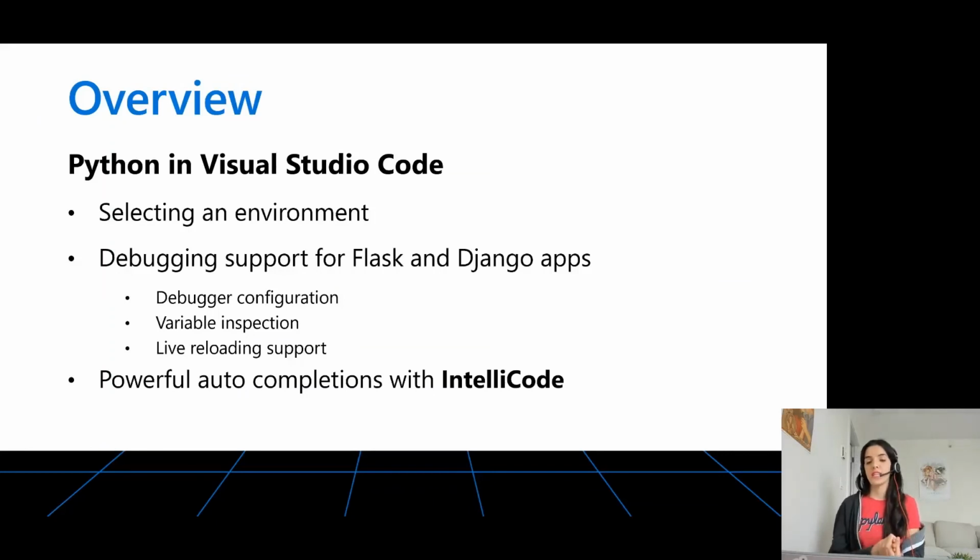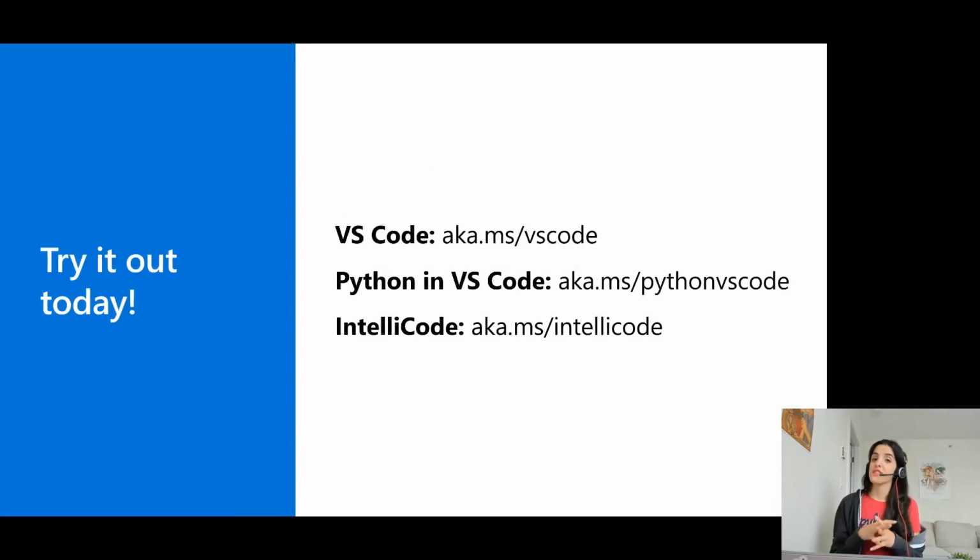So in this demo, we've seen how you can use the Python extension in Visual Studio Code to select an environment for your web application and how you can have the debugging support through configuring the debugger as well as inspecting the variables through the variable window or hovering over them on the editor. And we've also seen live reloading support, so you can make your changes and have the web server reload even when you're in the debug session. And we've also seen how you can get powerful auto-completion suggestions with IntelliCode and have this AI assistance on your development of Python.